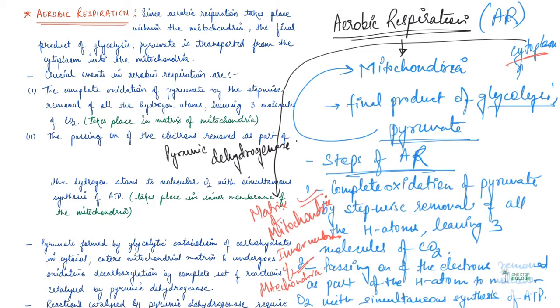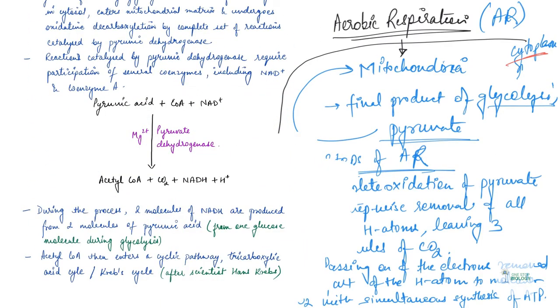Now from this, two molecules of NADH are produced, and there is a coenzyme, acetyl coenzyme A, which then enters into the cyclic pathway known as the tricarboxylic acid pathway or cycle, also known as the Krebs cycle, and it completes the process. So let's talk about the reaction once. So this is the reaction.